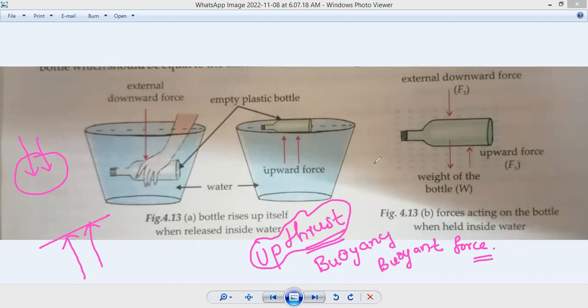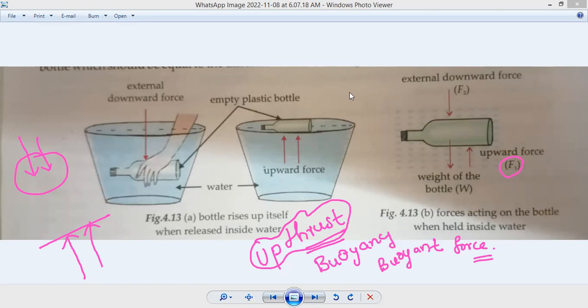Now, I will ask you one question. As we know, here F2 and W both are acting in what direction? Downward direction, and F1 is acting in the upward direction. Remember, F2 and W are both in the same direction. That is why that force is equal to the F1 force. Is it right or wrong? Harish? Hitakshri? Yes or no? Yes. Action is equal to reaction. Is it true or not?